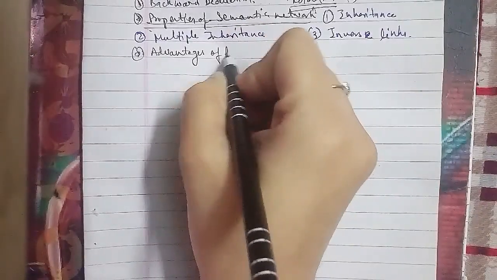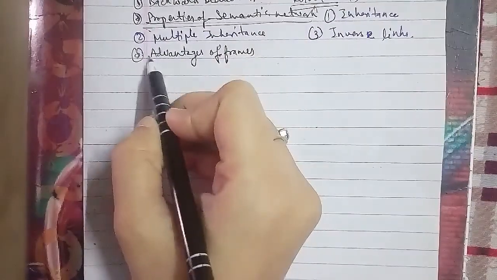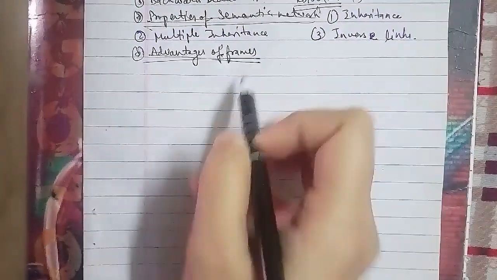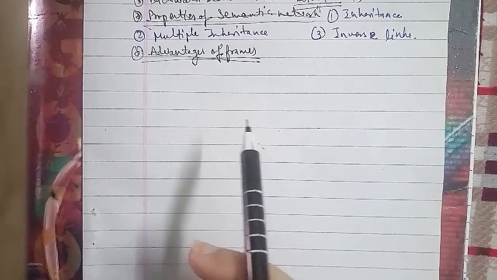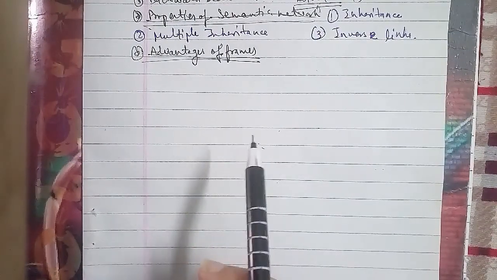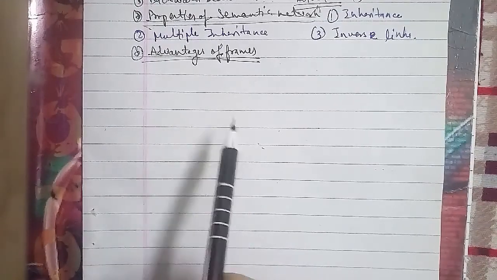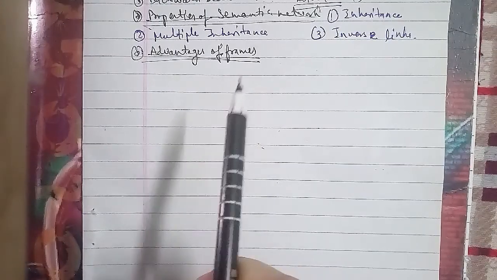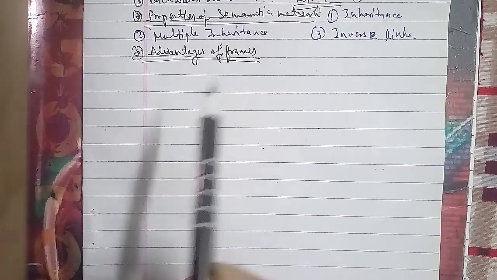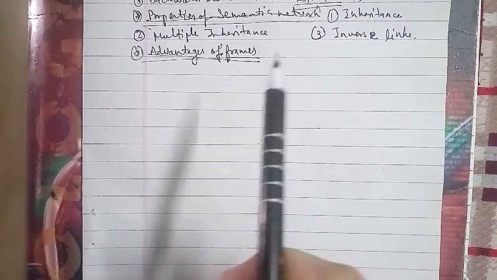Advantages of frames. There are many advantages, but we'll talk about around 4 to 5 here. The first is a frame collects information about an object in a single place in an organized fashion, and by relating slots to other kinds of frame, a frame can represent the typical structures involving an object.